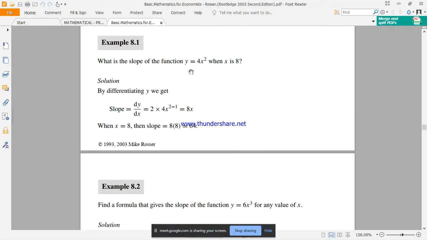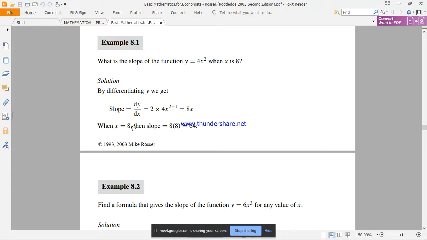So for example, if we have this equation, y is 4x raised to the power 2, which is just a simple quadratic equation, the question is, what is the slope when x is 8? This is how questions come. They will not tell you to differentiate. They will just ask you to find the slope. But we know mathematically that the slope is the change in y per unit change in x. So I'll first have to differentiate this function with respect to x, then plug in 8 into that derivative to find the answer.